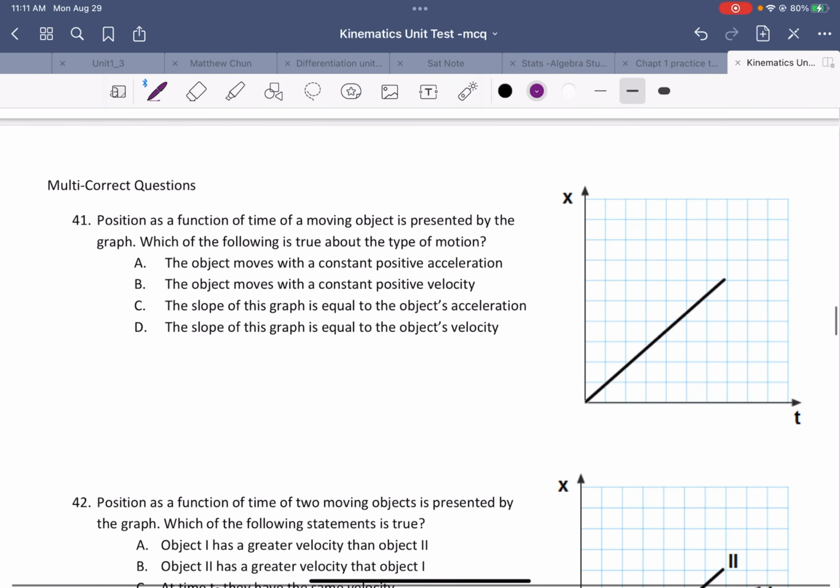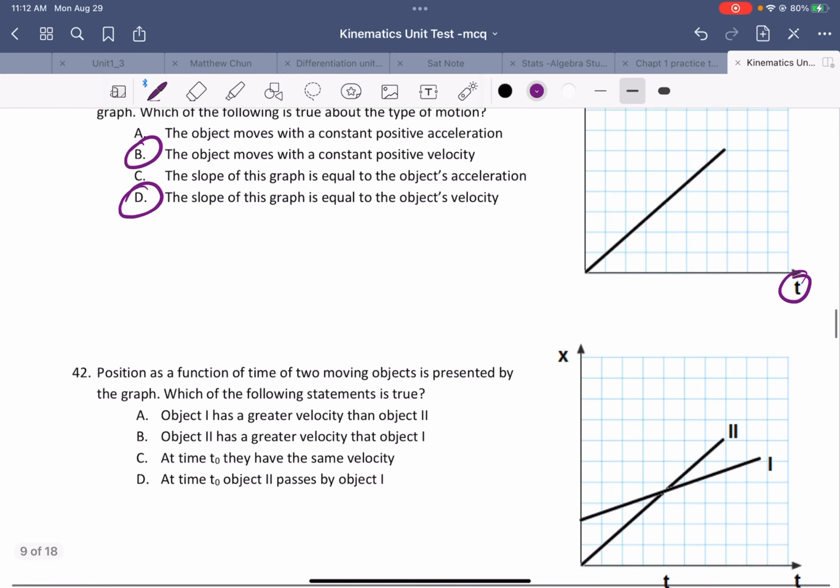Number 41. Position as a function of time of a moving object is represented by the graph. So this one is an x-t graph. Now, which of the following is true about the type of motion? So this one, you have a positive slope, right? Because it's going up, positive constant velocity. So this matches, and also the slope is equal to the object's velocity. So you can choose both of them. Okay, actually both should be correct answers. Positive velocity, and the slope itself is the velocity.